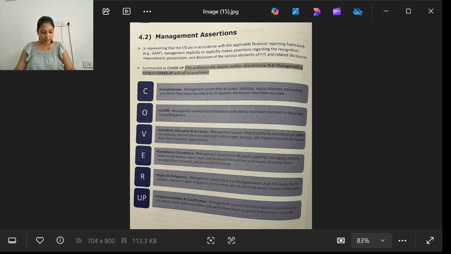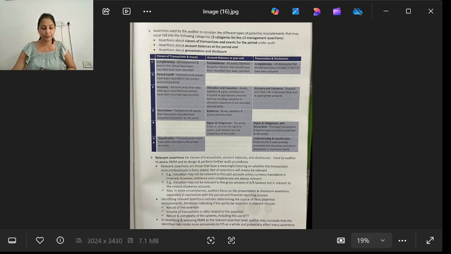Understandability and classification. Management asserts that the information is presented and described clearly and the transactions and events have been recorded in the proper accounts. So that should be properly described in simple English language, and properly classified and properly disclosed, so that it can be understood by the users of the financial statements in a proper language without any extras. Even those who don't have expertise in accountancy can also understand that.